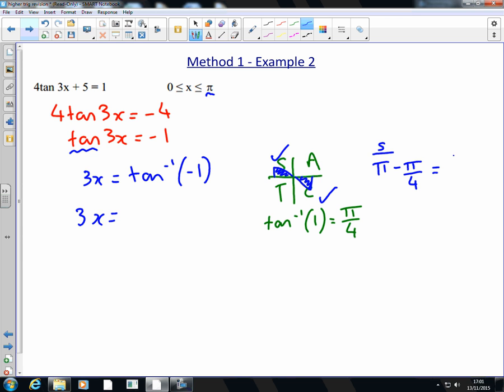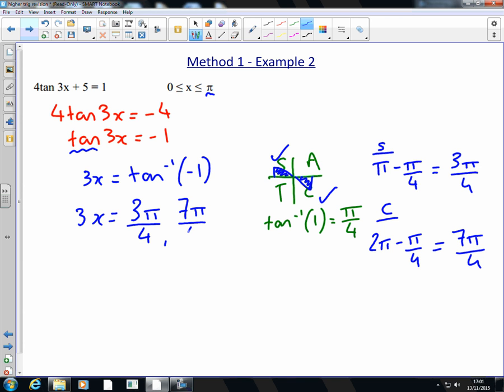Now that's just fraction work, it's going to be 3 pi over 4. So 3x is equal to 3 pi over 4. Okay, in the cosine quadrant, it's going to be 2 pi subtract pi over 4. Now you can extend the fraction work and do it properly if you want, but I know that in 2 pi there's 8 quarters. If I take away 1/4 of that, it's going to be 7 pi over 4. Okay, so 7 pi over 4 for that second answer from the fourth quadrant.